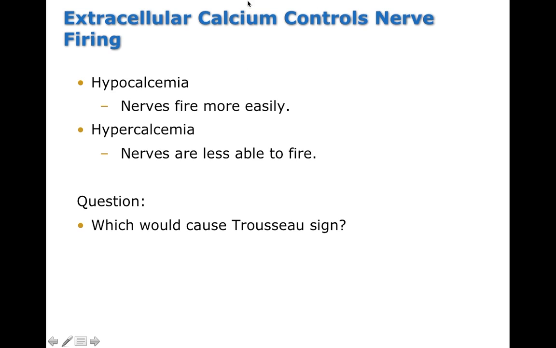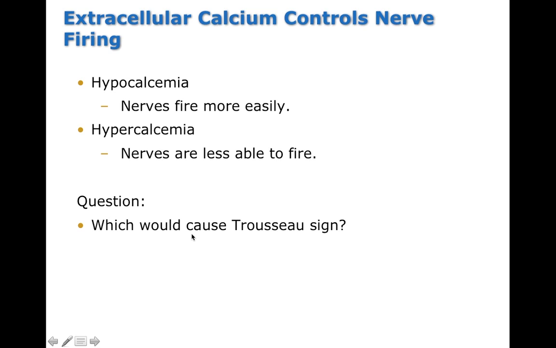Now, in terms of controlling nerve firing, we just said that hypercalcemia decreases neuromuscular excitability, and the opposite would be true of hypocalcemia, right? So if you have low serum calcium, the nerves fire more easily. So essentially, if you have muscle cramps, that could be due to low serum calcium. You might want to increase calcium intake in some regard. Or if you have muscle weakness, it could be from hypercalcemia.